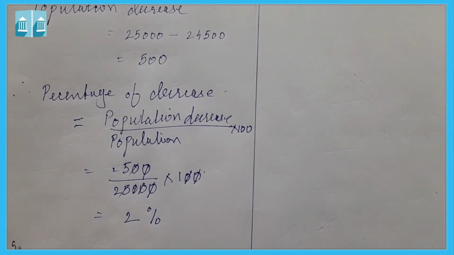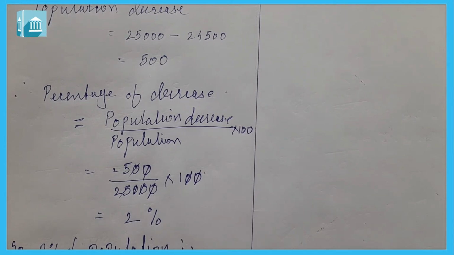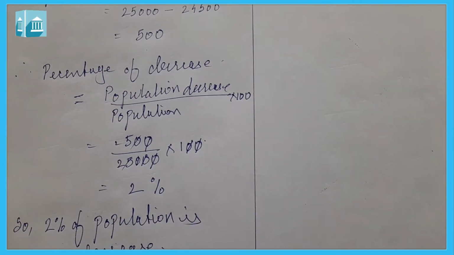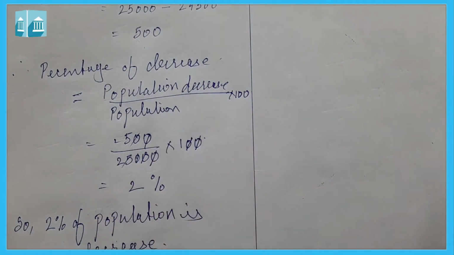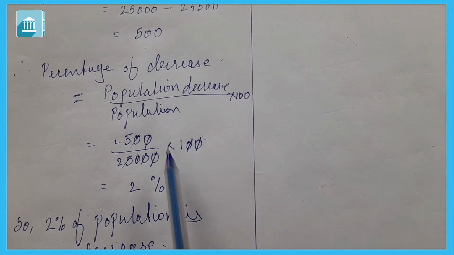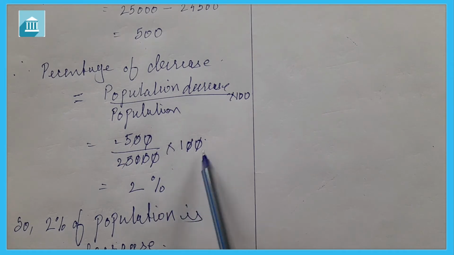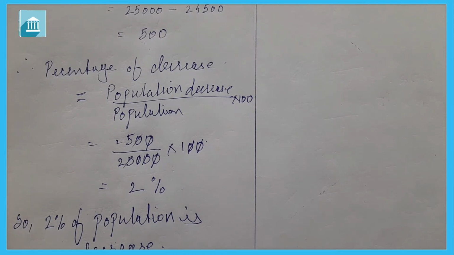So we can write here, 2% of population is decreased. Now here we found population decrease, that is 500. Then percentage of decrease is population decrease upon the population we had started with, so that is 500 upon 25,000 multiplied by 100, that is 2%. So we can say that 2% of population is decreased.